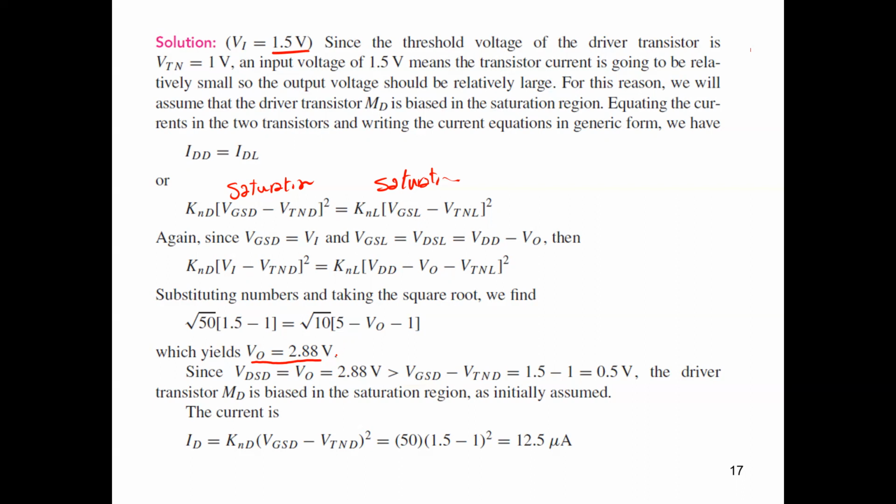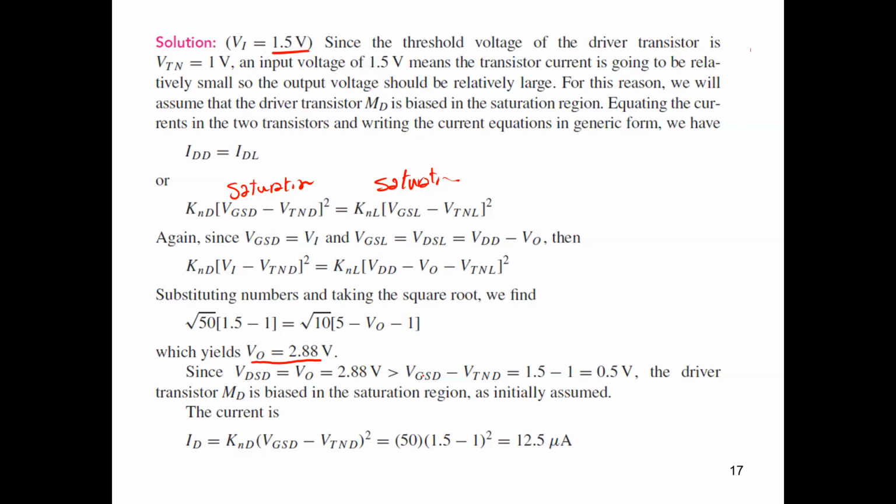We need to be sure if the transistor is working in saturation or not. So we need to check. So again, let's calculate the drain to source value. Okay. So V drain to source for the driver would be V out, which is 2.8. What is V drain to source saturation?